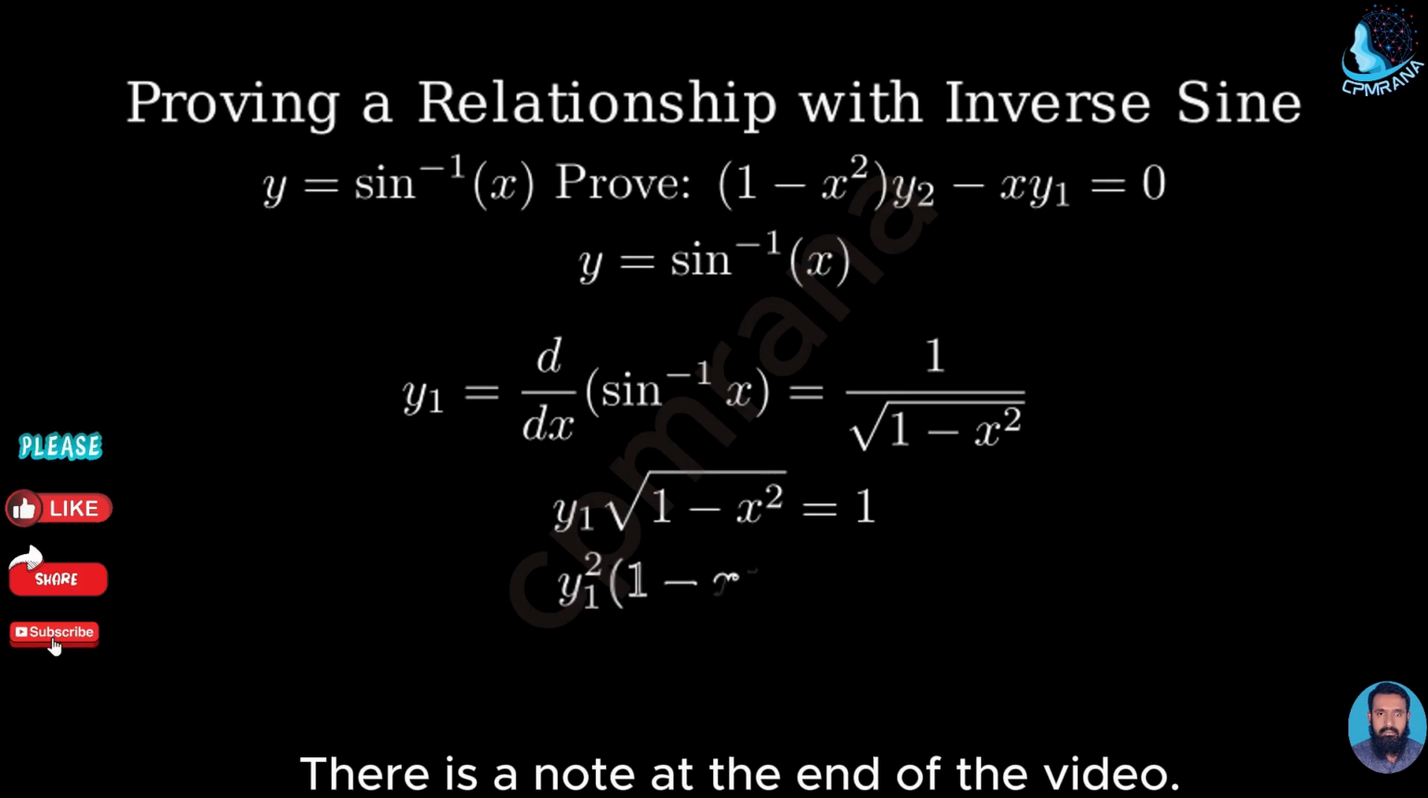Now, let's square both sides of this equation. This gives us y1 squared times (1 minus x squared) equals 1. Here's where it gets interesting.